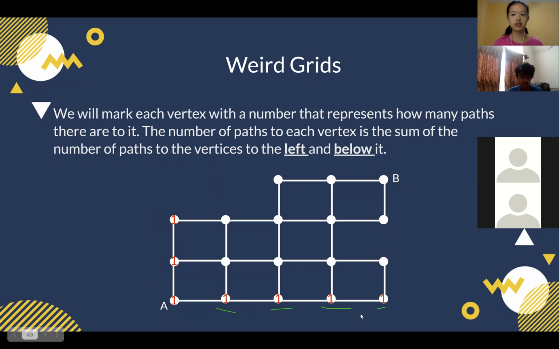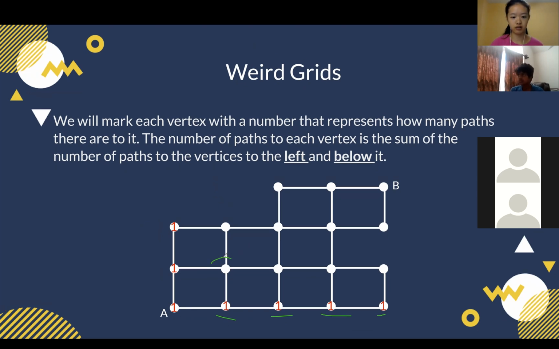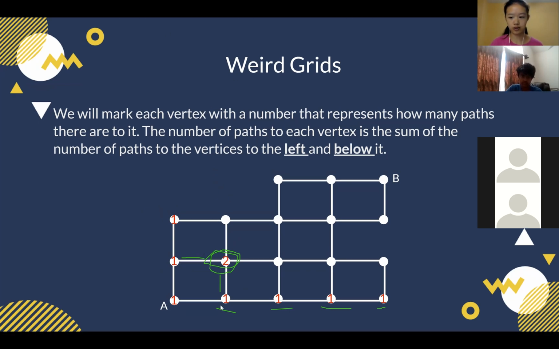But then to get subsequent vertices, let's look at this vertex right here. What we do is look at the value that is to the left and below, and then we add them up. So this vertex would have a value of 2 because 1 plus 1 is 2.